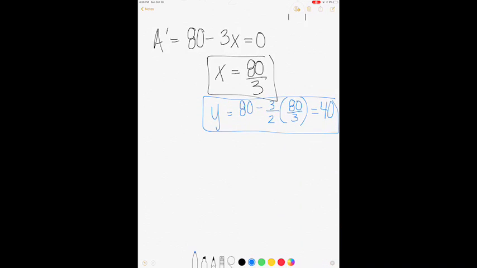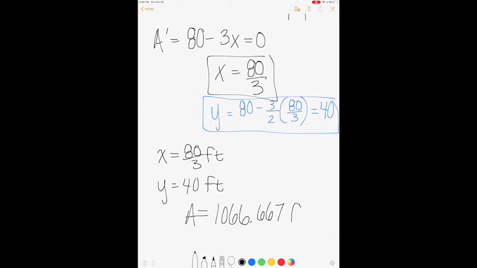So my dimensions are 80 over 3 feet, or you can write that as a decimal, and 40 feet. And in case they wanted to know what the maximum area was, the maximum area is 1066.667 square feet.